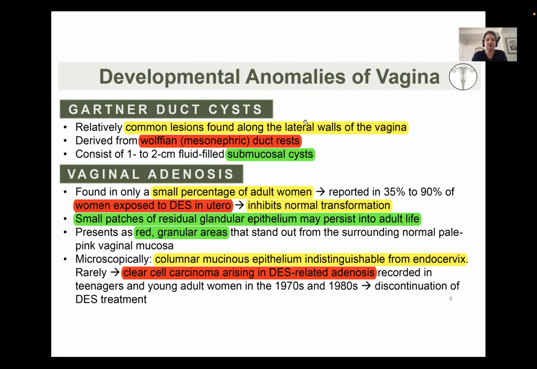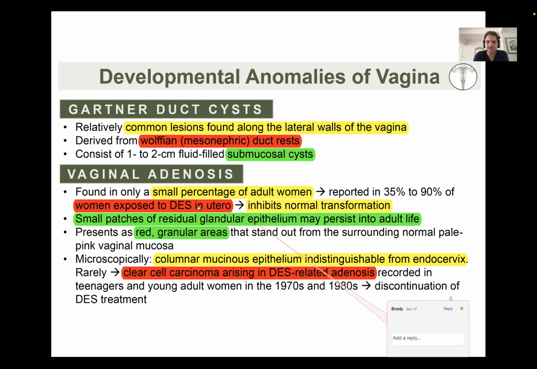All right, so vaginal abnormalities, it kind of goes through these duct cysts, right? So Wolffian are the male portion. Those are supposed to involute, I believe, in females, right? So you wouldn't get those, I believe. Anyway, these Gartner duct cysts are derived from these Wolffian ducts, or the rests, at least, where they used to be.